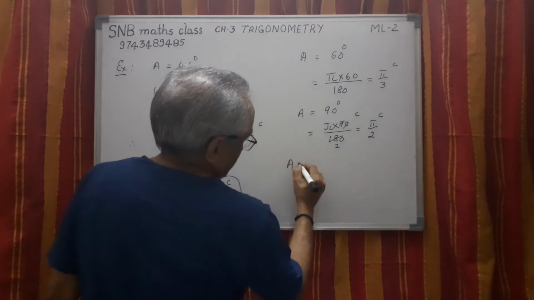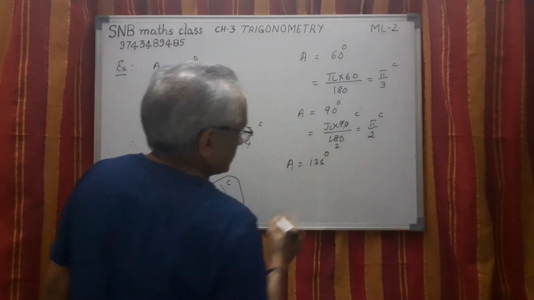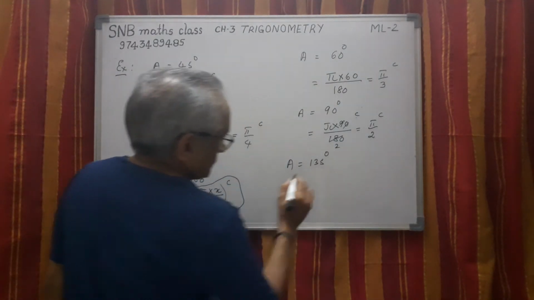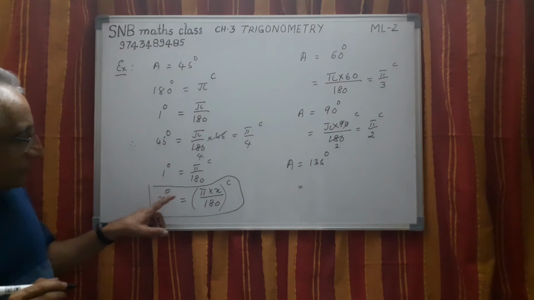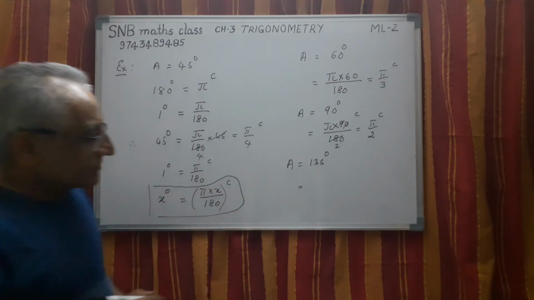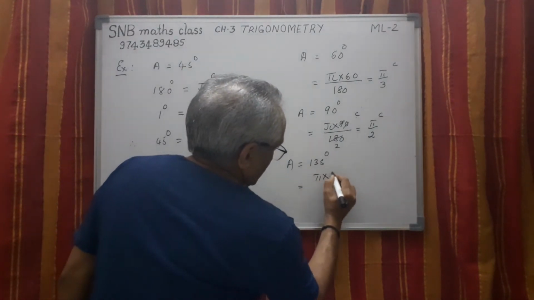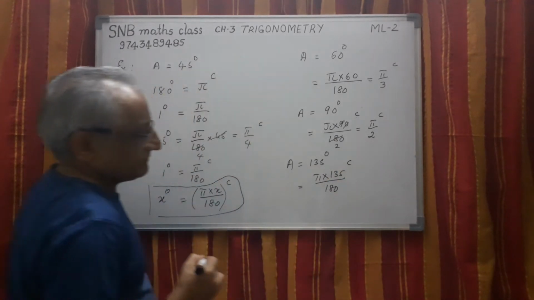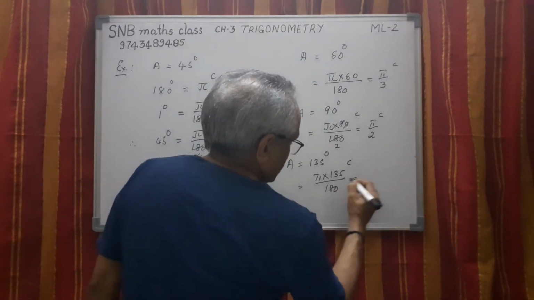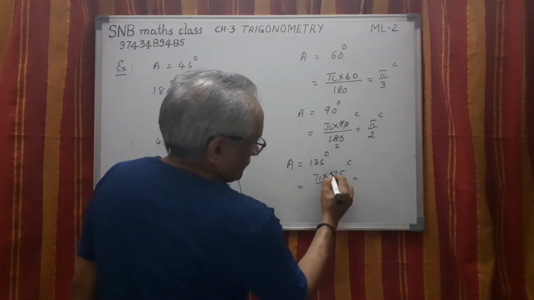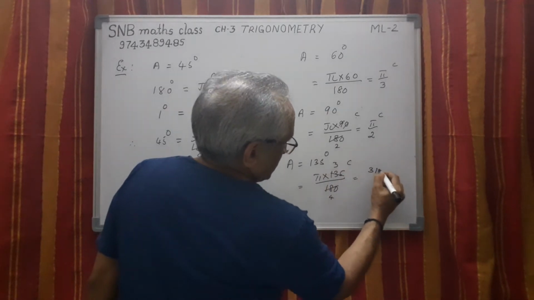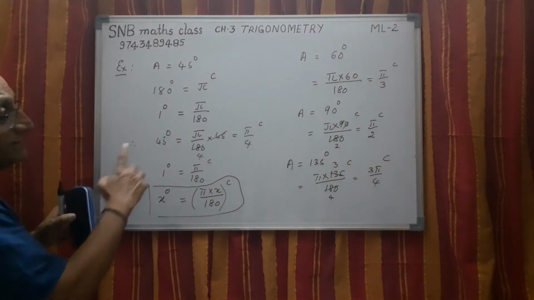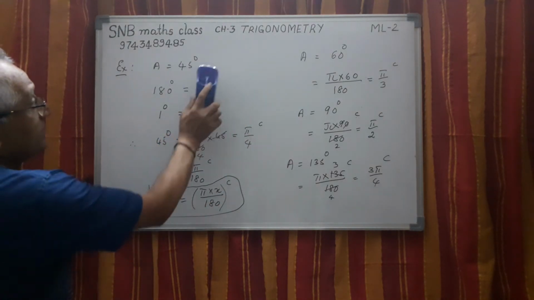Say for example, A equal to 135 degree. I want to convert into radian. So the rule is x degree equal to pi into x by 180. So here it is pi into 135 divided by 180, then radian. So you can see 45 4s are 180, 45 3s are 135. So it is 3 pi by 4 radian. Like this, given any degree measure, you can convert into radian measure.